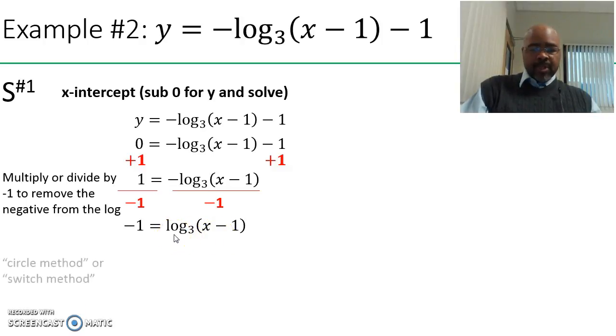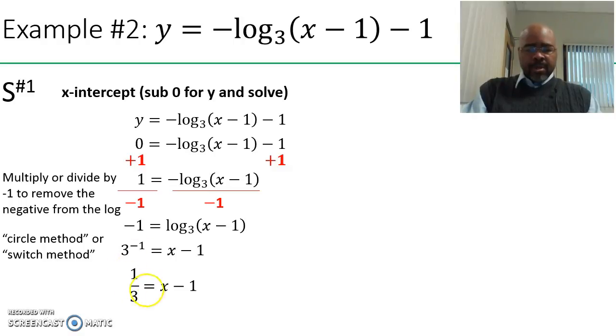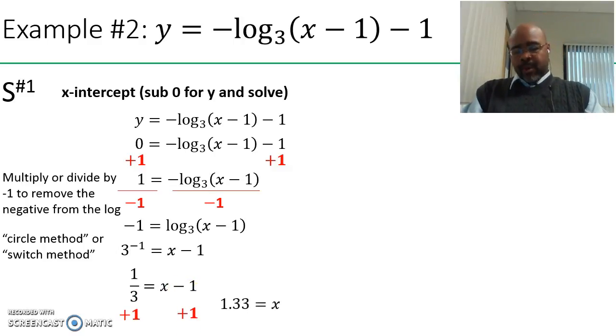So now we're going to apply our switch method. When we apply the switch method, this becomes my exponent, and this becomes my base. So now we have 3 to the negative 1 power, and 3 to the negative 1 power goes down to 1/3. So now we have 1/3 equals x minus 1. If we add 1 to both sides, we have 1 and 1/3, or 1.33. So my x-intercept is 1.33, comma 0.